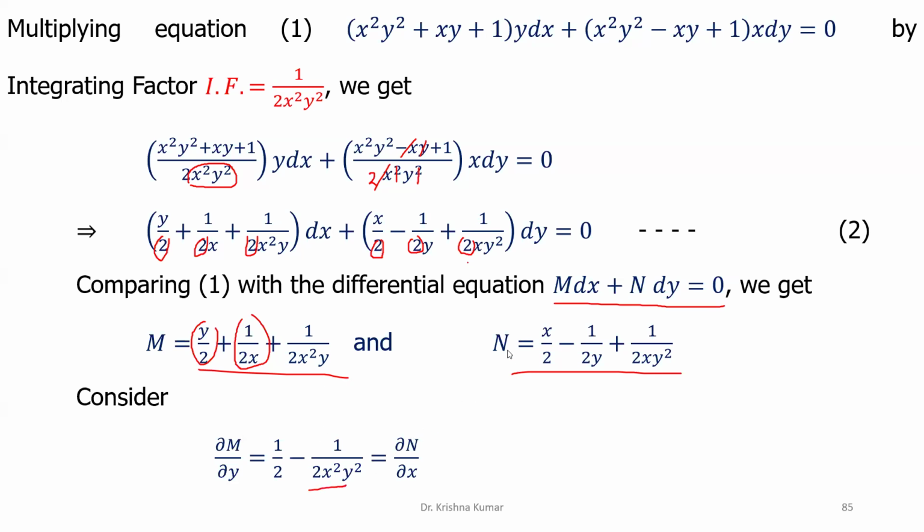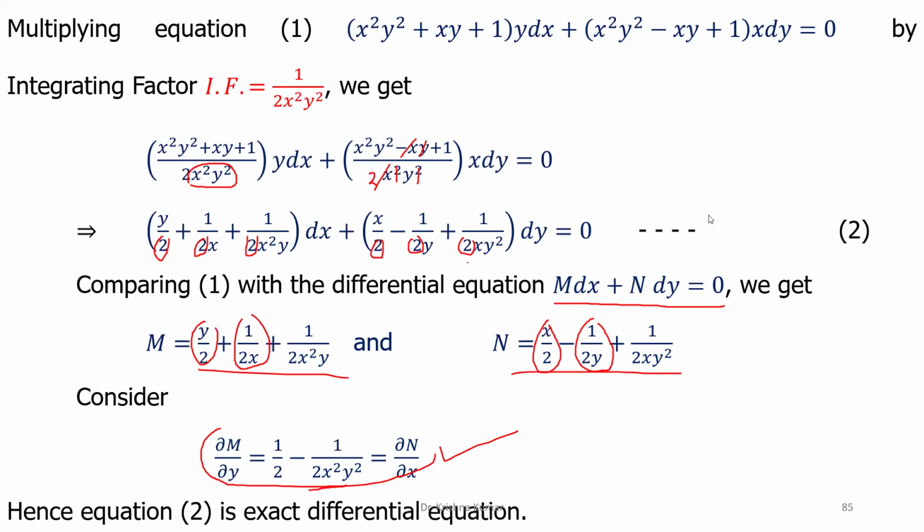Similarly, the partial derivative of N with respect to x: the derivative of x by 2 is 1 by 2. And the derivative of this term will be 0 because it is free from x. Again, the derivative of 1 upon x is minus 1 upon x square, so minus 1 upon 2x square y square. So clearly equation 2 is an exact differential equation. Hence, equation number 2 is an exact differential equation.